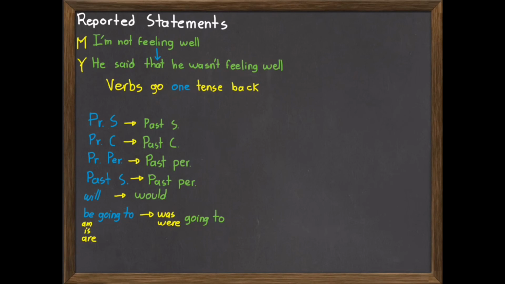Notice also that there are other words that change. For example, pronouns. If I'm saying it, I'm not feeling well, you would change the pronoun and you would say he. That's a pretty simple part. Also places. Places change. If I said in the train station, I'm here to wait for the train, and you're no longer at the train station, you could say he said he was there to wait for the train.